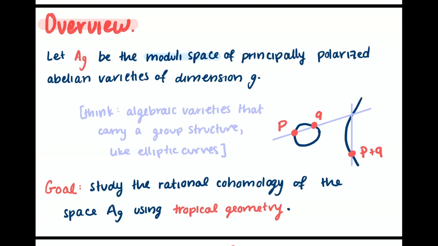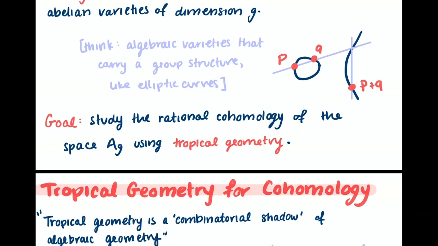Okay, and then our goal in this project is to study the rational cohomology of this space AG, and we're going to use something called tropical geometry. So rational cohomology, whatever that is, is just some invariant that we're interested in computing about this space. And we're going to go about it using tropical geometry.